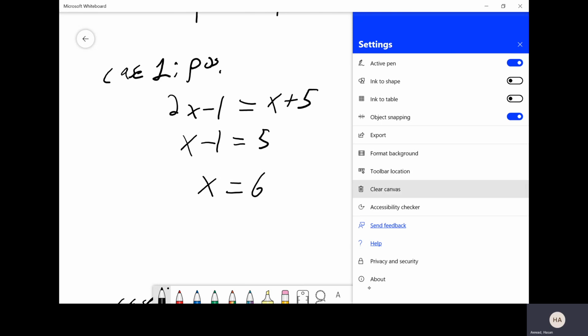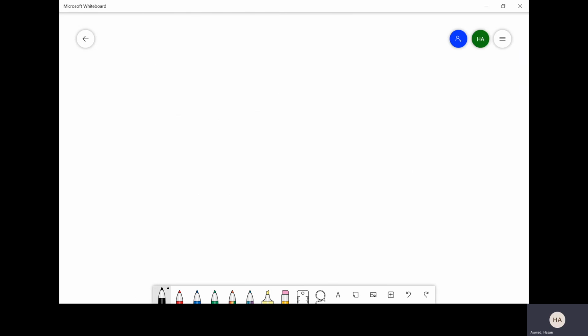Okay, so what happens if we have two absolute values inside of an equation? So say we have an absolute value on one side and also on the other. Well, to do that, surprisingly, it's going to be the exact same procedure that we're already doing.